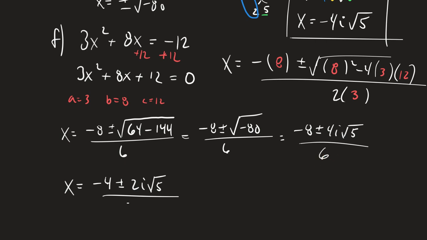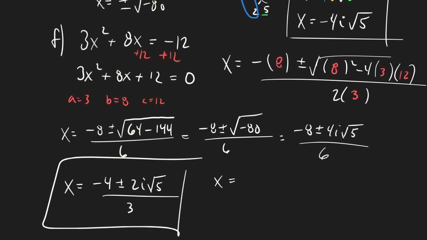So there's our final solutions, right? There's 2 answers right here because of the plus minus. So you can call that your answers, or if you really feel like it, you could say x equals negative 4 plus 2i radical 5 over 3, and x equals negative 4 minus 2i radical 5 over 3.